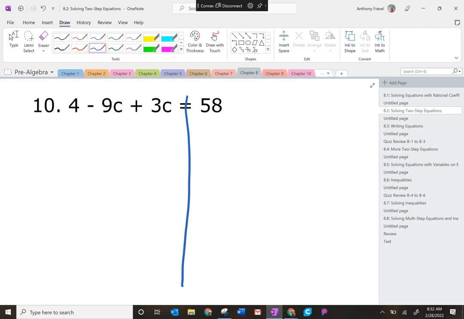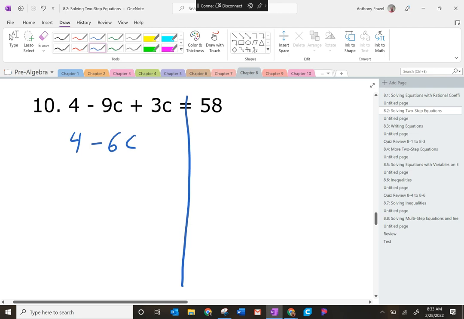So all I'm going to do to start with is look at everything on the left-hand side of that problem. I've got a 4 minus 9c plus 3c. I'm going to look to combine my like terms on the left side. I only have one 4, so I'm just going to rewrite that 4. I'm not going to change that. Then it says negative 9c plus 3c. They're not on opposite sides, so I don't have to do any opposite signs. I'm just going to add or subtract like normal. So it says negative 9 plus 3. A negative 9 plus 3 is a negative 6c.